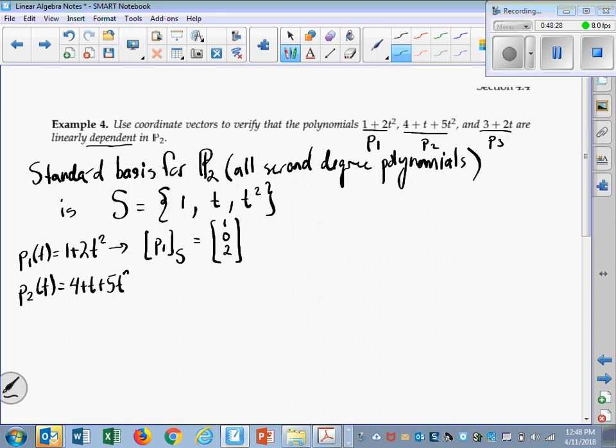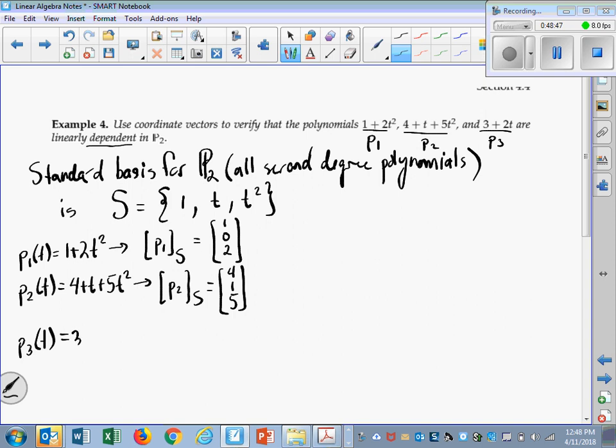And we have one more vector, P3. That is 3 plus 2t. So this is P3 in the standard coordinates, which is going to be 3 in the constant, 2 in the linear, and 0 in the quadratic.